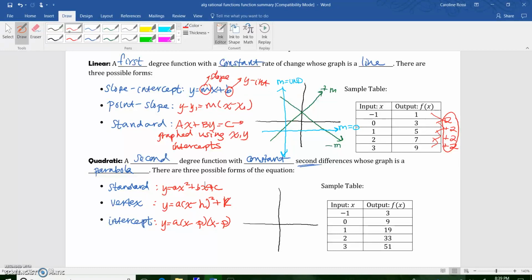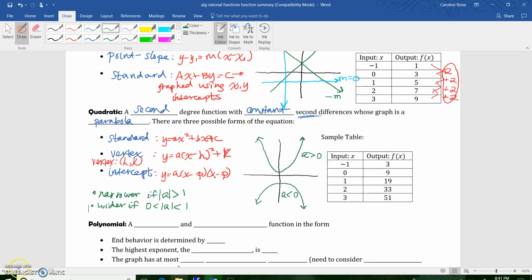And the vertex, whenever you do it in vertex form, is (h, k). Whenever you graph these, there are 2 things that can happen. Upward shaping parabola if a is greater than 0, or a downward shaping parabola if a is less than 0. Just remember, a not only tells you if it's upward or downward facing, it also tells you if the parabola itself is narrower or wider. And that depends on if a is greater than 1 or less than 1.